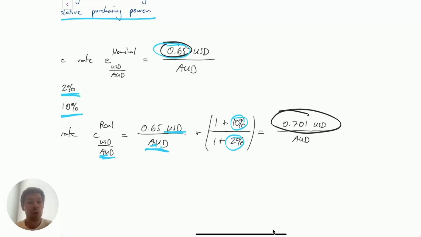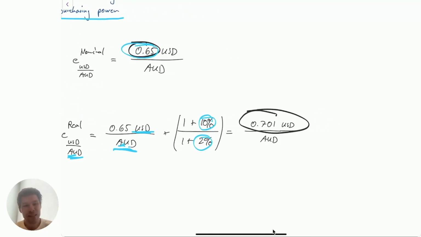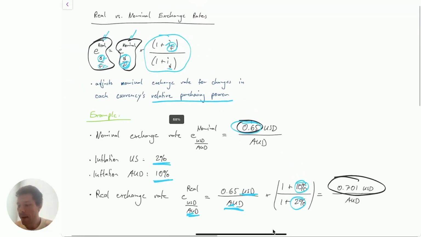And if you use your US dollar to do business in Australia and you include underlying inflation rates, then what it means is the prices in Australia have become more expensive. Therefore, you need more US dollar to buy goods in Australia. Slightly different interpretation, but I hope it makes sense.